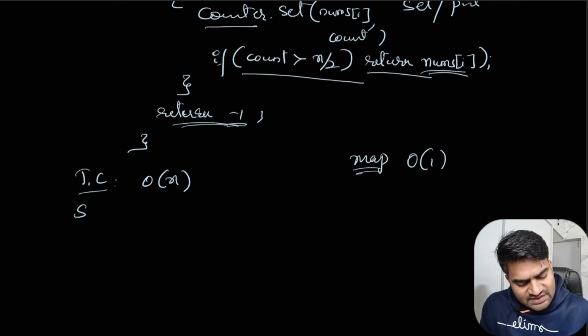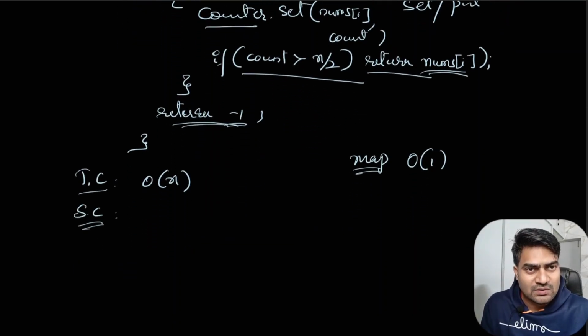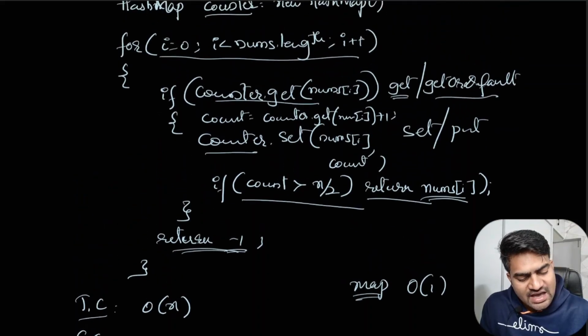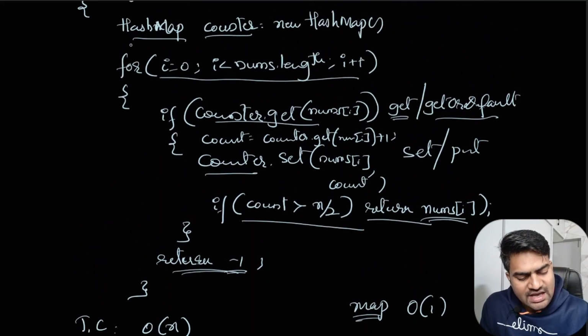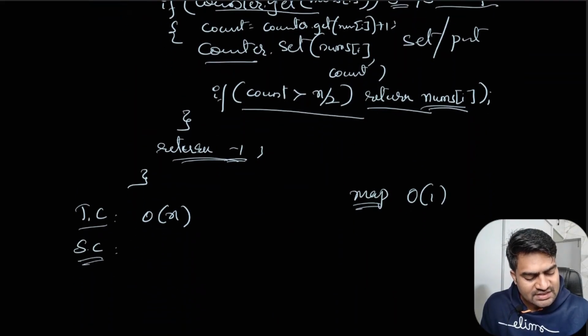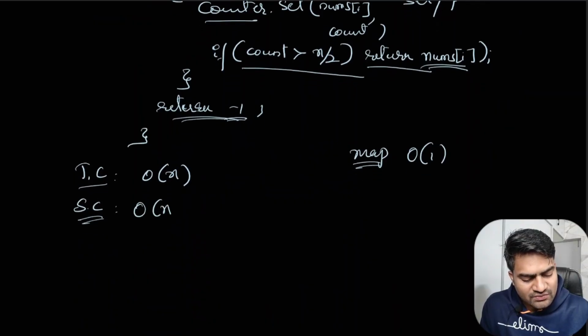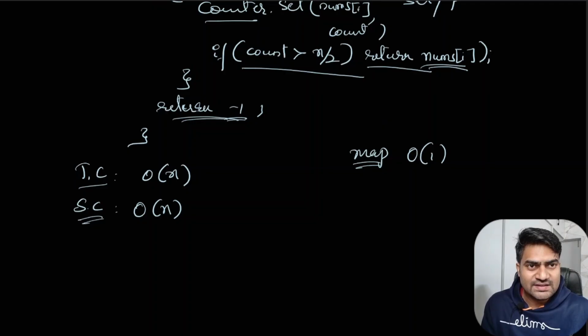Now if you see space complexity, it is not order 1 here. We are taking a hash map. In the worst case, it takes order of n space complexity. So this is the time and space complexity for this particular problem.